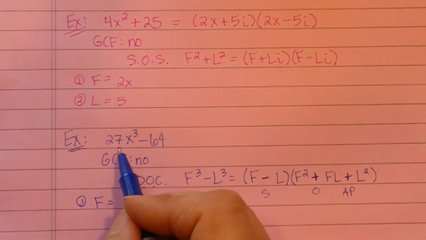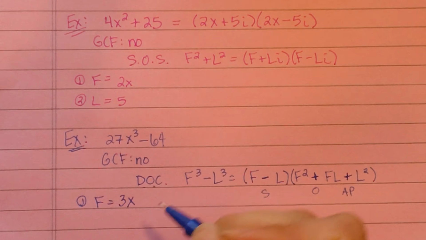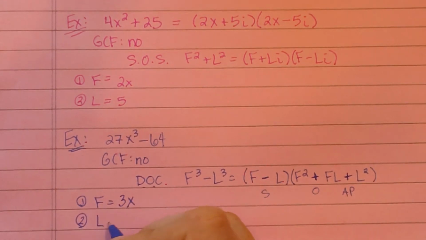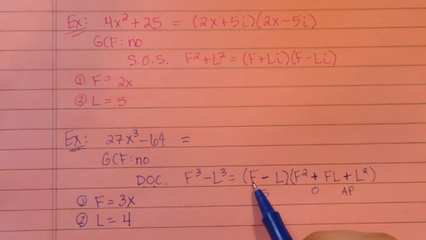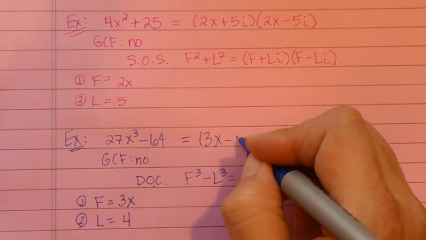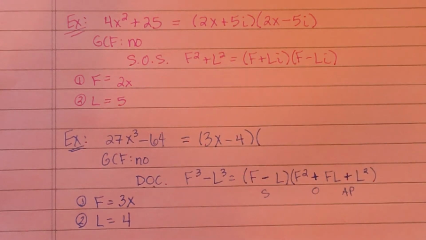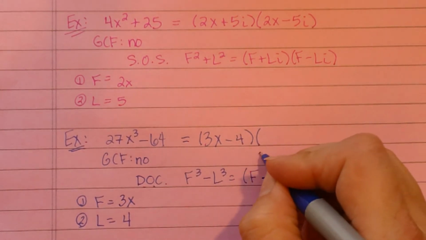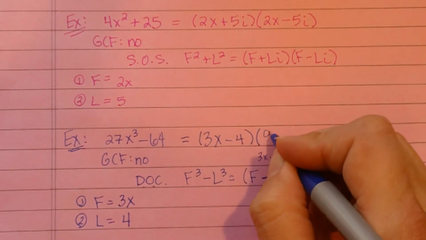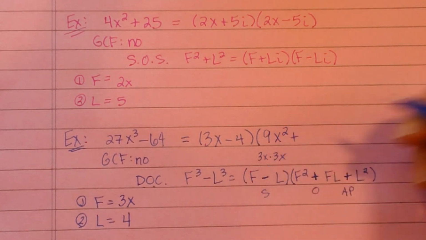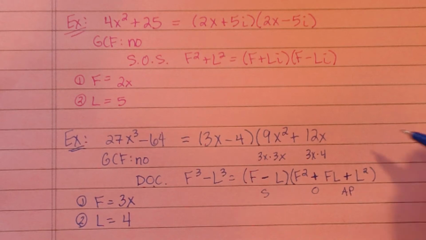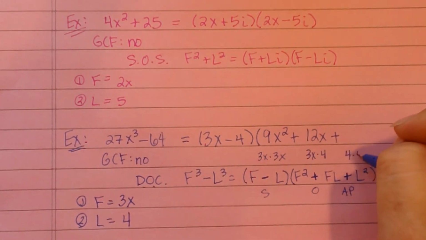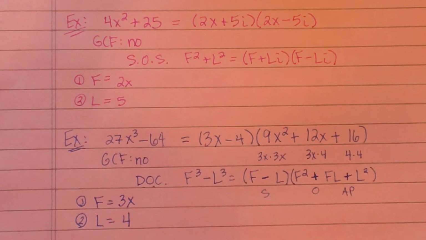F would be 3 times 3 times 3, so 3, and then x times x times x is x cubed. L would be 4 times 4 times 4, so L is 4. And then in our pattern, we're going to factor this into F minus L, so 3x minus 4, times, in my second parenthesis I have F squared, so this is really going to be 3x times 3x, which is 9x squared, and then plus FL, which is 3x times 4, which makes 12x, and then plus L squared, 4 times 4, which is 16.